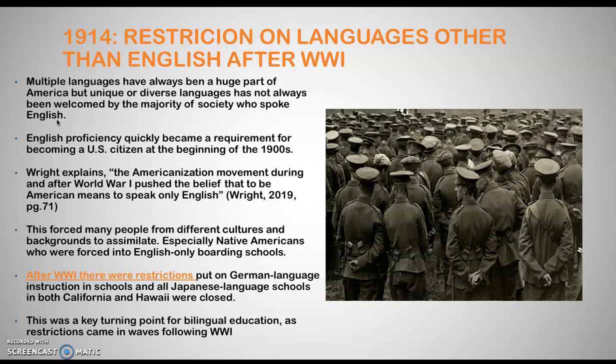I took another quote from the Wright book, and he explains, the Americanization movement during and after World War I pushed the belief that to be American means to speak only English. And that's from Wright 2019, page 71. This forced many people from different cultures and backgrounds to assimilate, especially Native Americans who were forced into English-only boarding schools. After World War I, there were restrictions on German language instruction in schools, and all Japanese language schools in both California and Hawaii were closed. This was a key turning point for bilingual education in America, as restrictions came in waves following World War I.